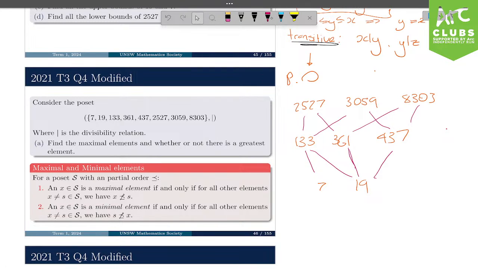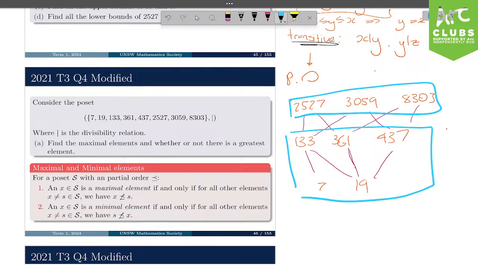We note that all of these elements here are pointing up to something, so since they point up to something, they can't be maximal elements. And any elements that have nothing pointing up from them are all maximal elements. So what are our maximal elements? We'll just write them down. Our maximal elements are 2527, 3059, and 8303.